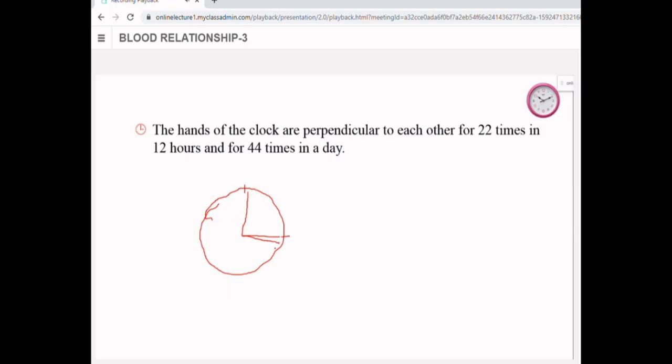Just after 12:50. Similarly, 12:30, 12:40, 12:45, 12:50. Roughly around 12:50, again you will have it. Not sharp at 12:50.